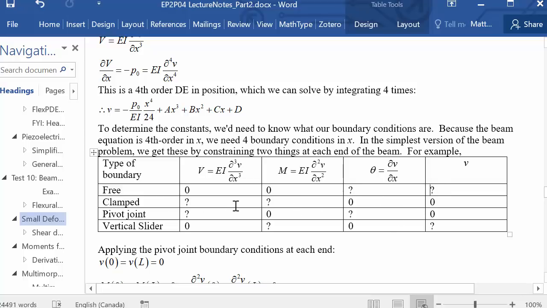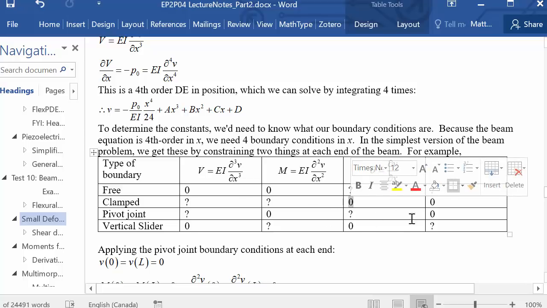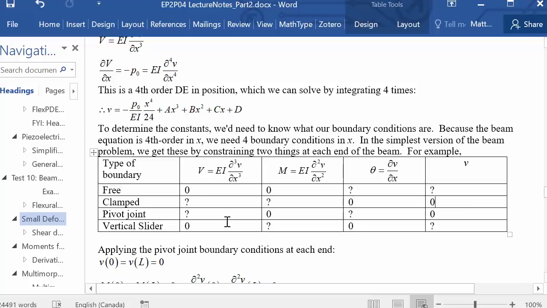Whereas a clamped one, you know that it has no angle, no bending angle, because it's completely fixed. So this is the same thing as clamped, and no displacement. Again, same thing. So in the question, they tell you that we have a pivot joint at one end, which means the moment is 0 and the displacement is 0, but the angle and the shear force could be anything. And we have a vertical slider at the other end, which means the opposite.